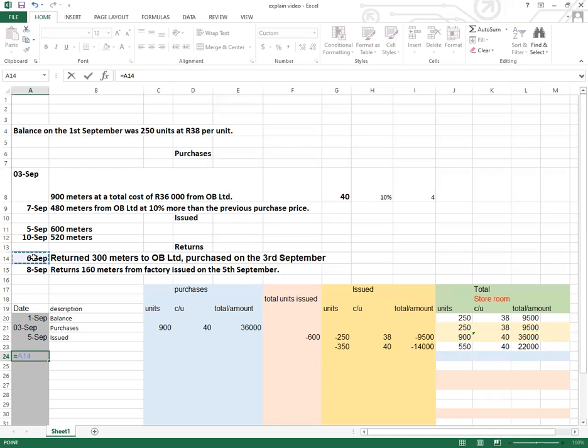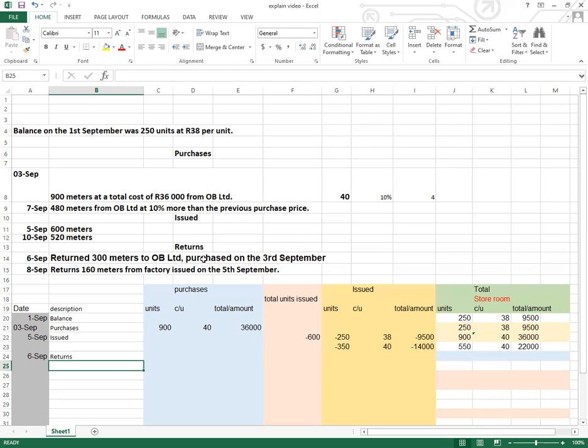Sixth of September, returns. Before I start with returns, remember we have two kinds of returns: returns to the supplier and returns from our customer. Let me explain returns to the supplier. A return to the supplier will decrease our units in the storeroom, which means we are going to take units from our storeroom to the supplier.